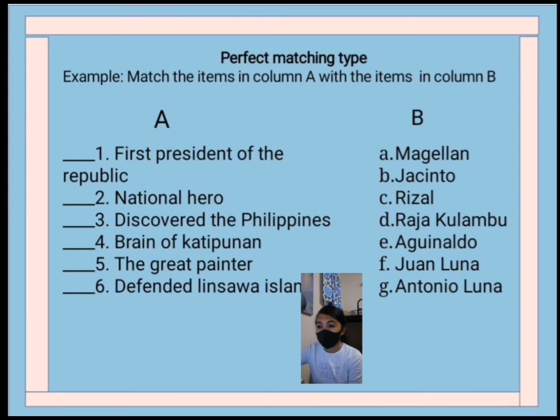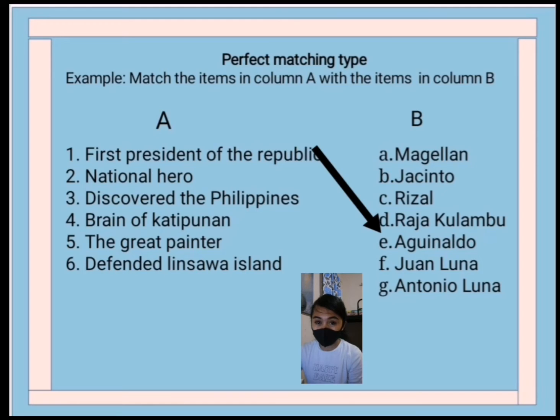So next, here is a perfect example for matching type. The direction of the test must be given clearly for the student to know exactly what to do. Question number 1, just column A. As you can see, column B has 1, 2, 3, 4, 5, 6, 7, while column A is 6. So, question number 1: the first president of the Republic. First president is Emilio Aguinaldo.